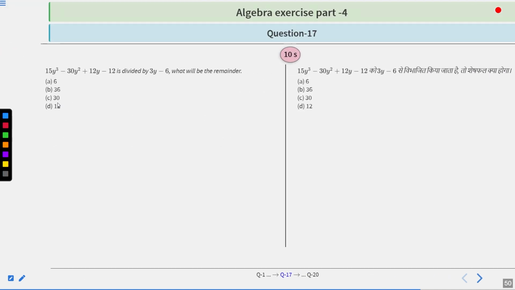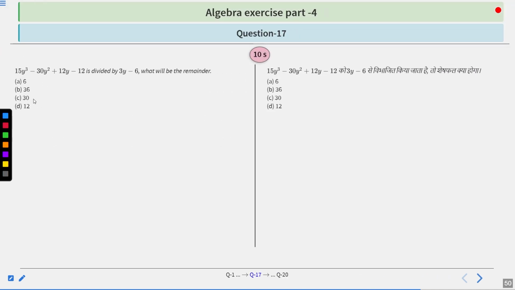Next, 15y cubed minus 30y squared plus 12y minus 12 is divided by 3y minus 6. What will be the remainder? And the options are option A 6, option B 36, option C 30, and option D 12. These are the options. I'm giving you 10 seconds to find out the correct answer. After that, I will do the solution.